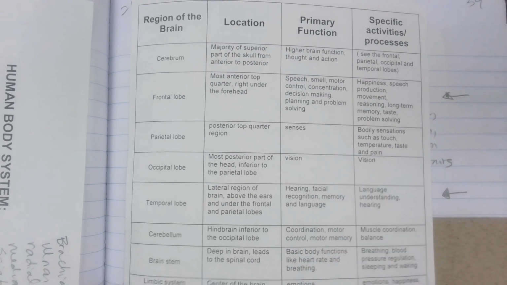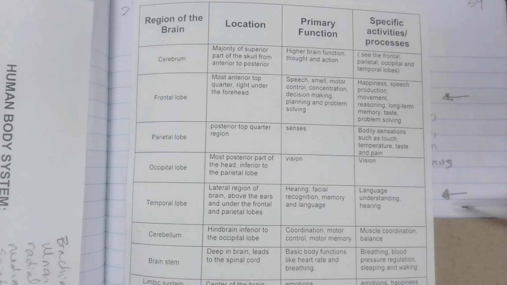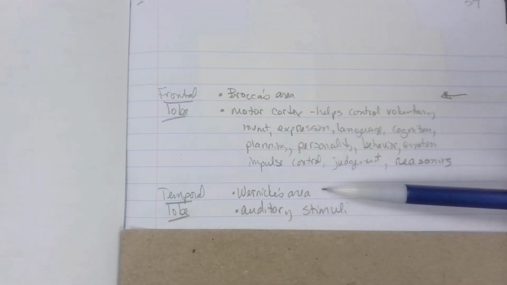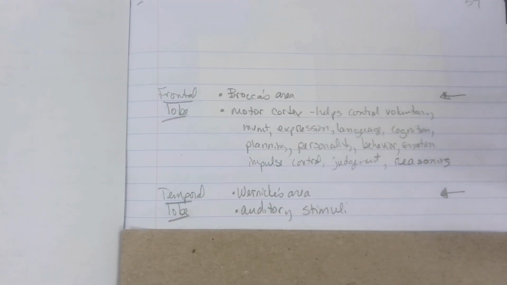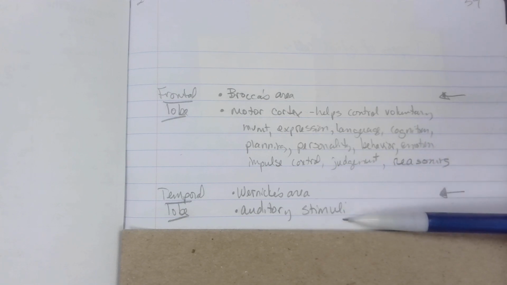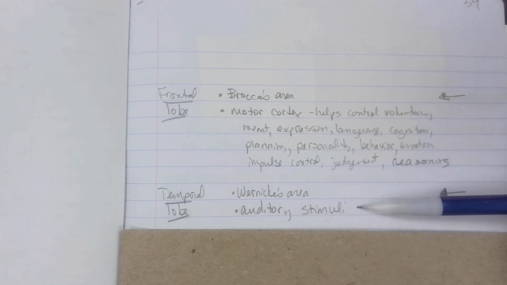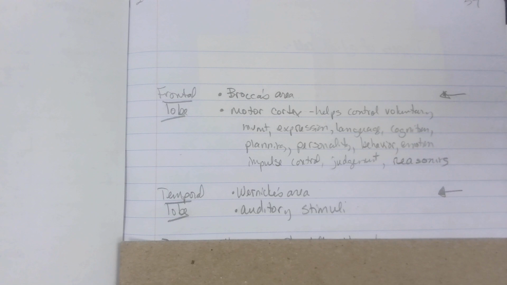All right, next, some additional information for the temporal lobe. Already earlier in your notes, we've got Wernicke's area and, of course, auditory stimuli. So the temporal lobe is right there on the sides of your head by your ears, what you hear. So your auditory stimuli.